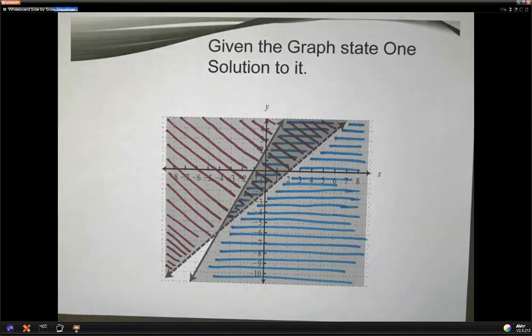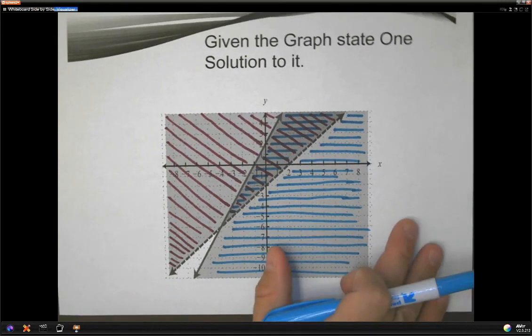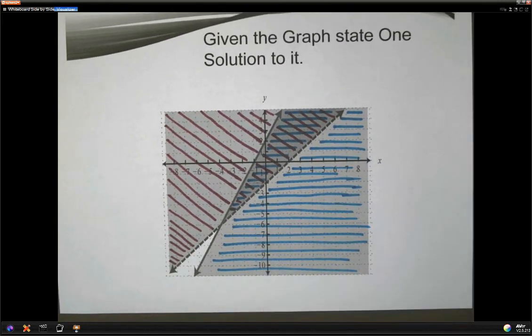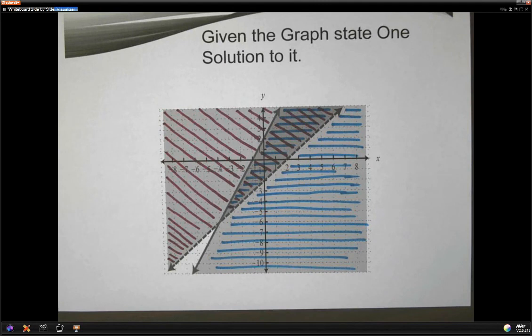All right, and the very last type of problem that we're going to look at, just to really make sure we hit the mark. This says, given the graph, state one solution to it. So again, just trying to remind you that any one of these, you have to really think about where that true solution is. So I want you to take a minute and see if you can pick one solution before I do. Now again, when I pick my solution, remember, you don't have to have the same one.